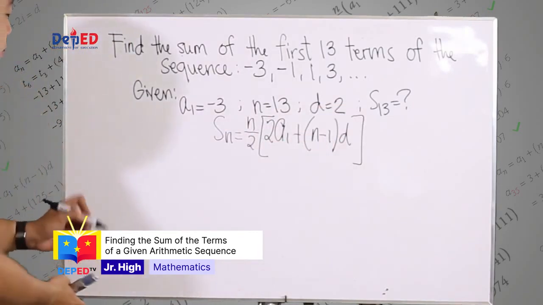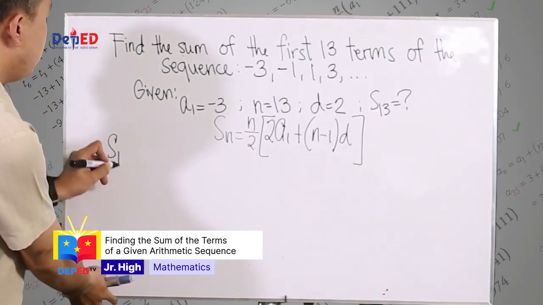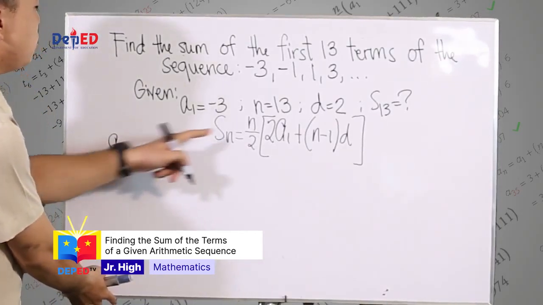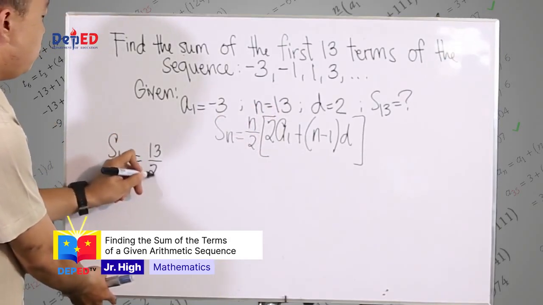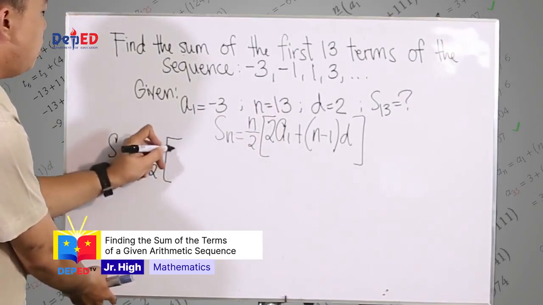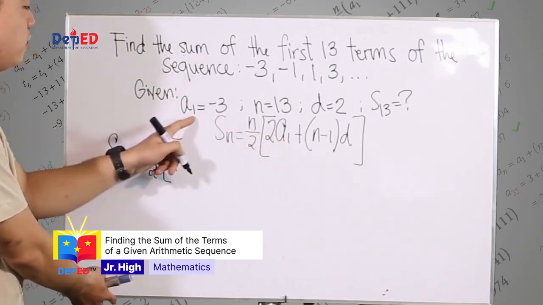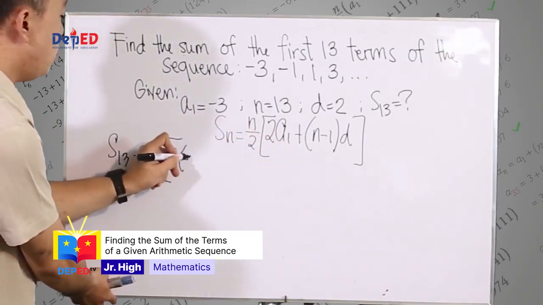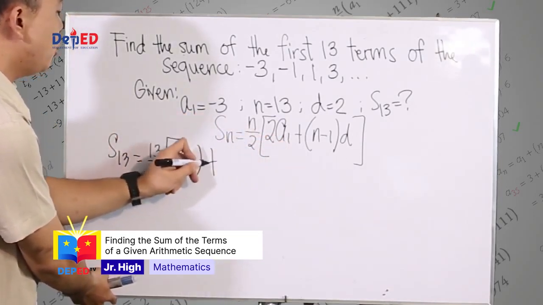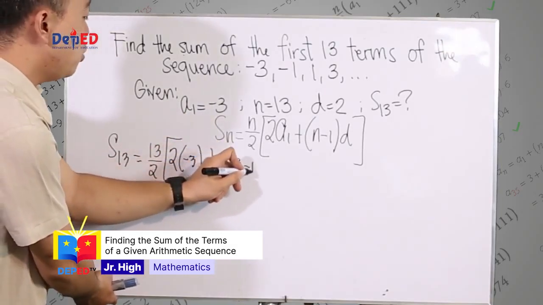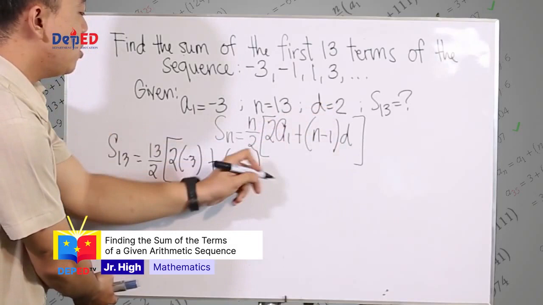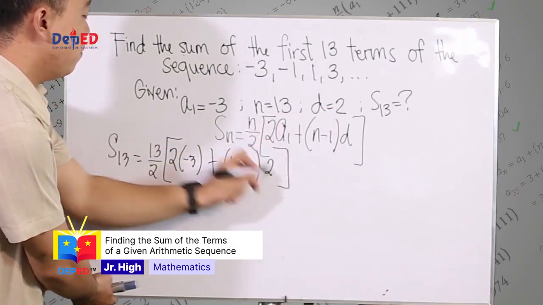We will have S sub 13 is equal to n, which is 13, divided by 2 times the quantity 2 times a sub 1, that is -3, plus our n, which is 13, minus 1 times the difference, which is 2.